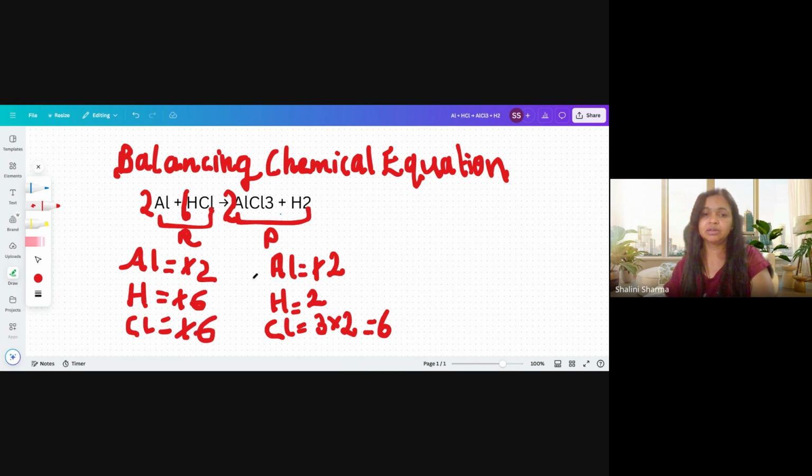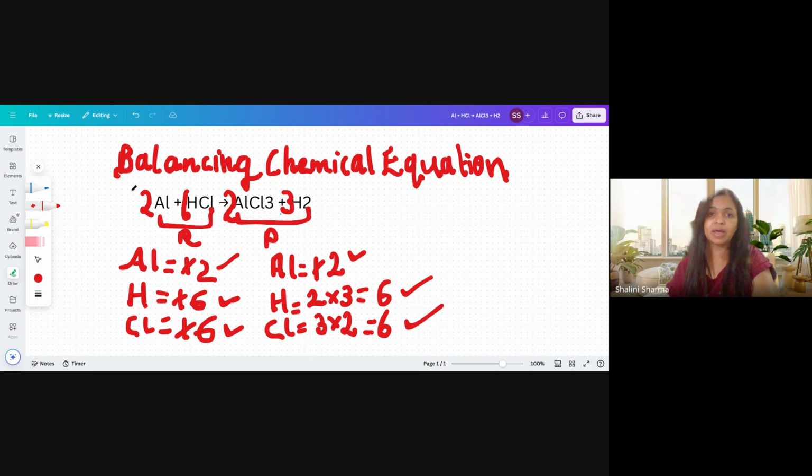Now that we have the number of atoms for chlorine equal and aluminum equal, we need to balance hydrogen as well. So we can place a number 3 here. What should we multiply 2 with to get 6? That's going to be 3. After multiplying 2 by 3, we have 6 hydrogen atoms. So we can see here aluminum is 2 on the reactant side and 2 on the product side, hydrogen is 6 on the reactant and 6 on the product, and chlorine is 6 on the reactant side as well as 6 on the product side. This balances our equation, and this is an example of a balanced chemical equation.